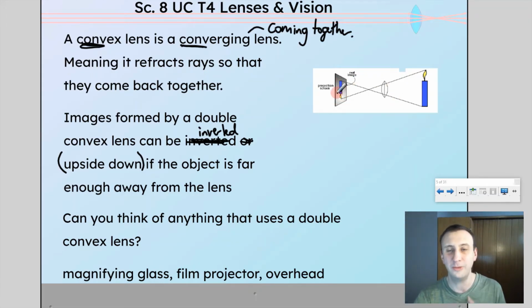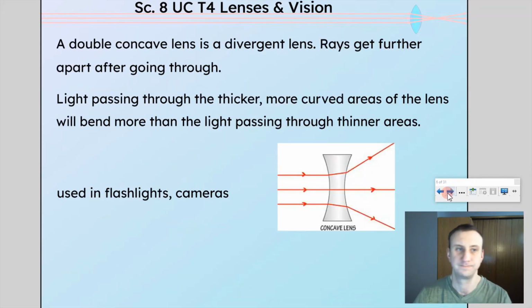What's interesting about that is when we talk about overhead projectors and film projectors, the image would normally be upside down. It would be inverted. So it uses mirrors inside to change that so it ends up being right side up. A double concave lens is a divergent lens. So this causes rays to spread apart over time. So rays get further apart after going through a double concave lens.